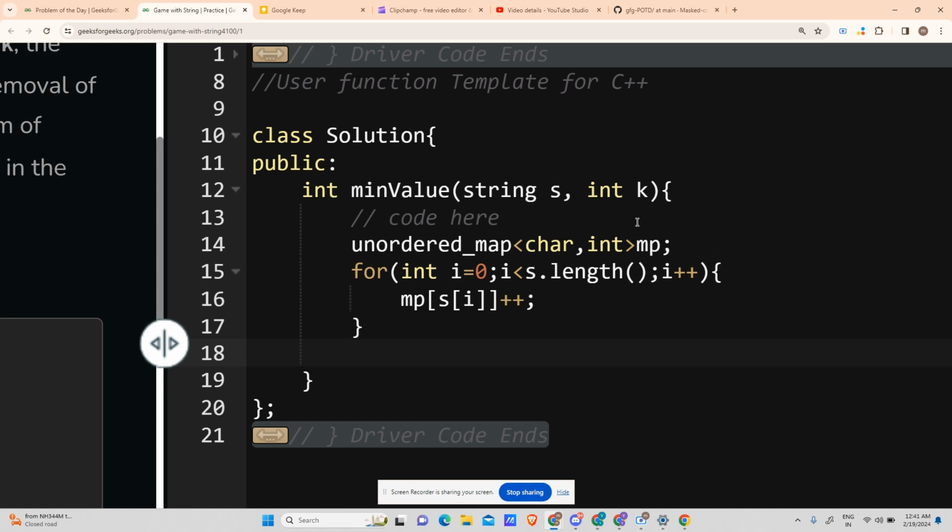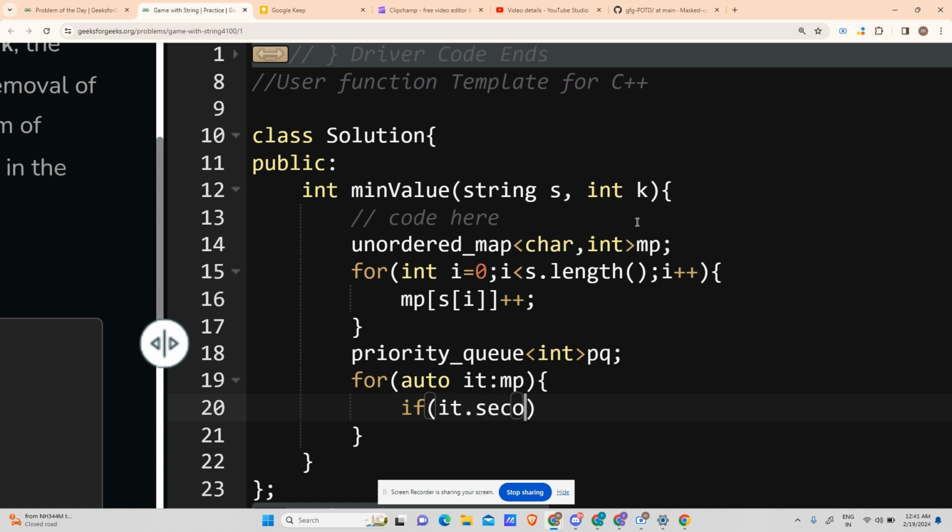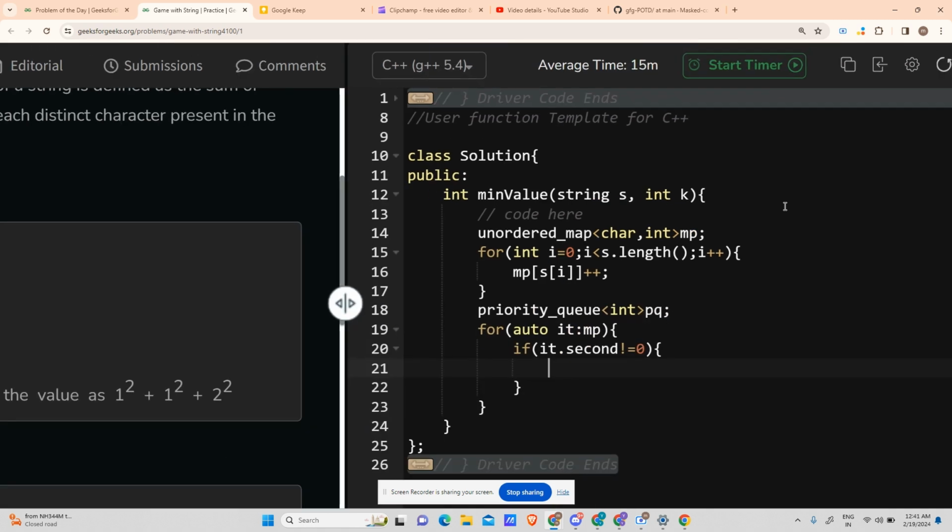Now I will make a priority queue, which is very simple. Priority queue of type int, because I'm storing only the counts. I'm not storing the corresponding characters because I don't need them. Name it as pq. Now for auto it, because I have to traverse the map now, in mp, if it dot second is not equal to 0, in that case what do you do? pq dot push it dot second. I have the count in my priority queue.